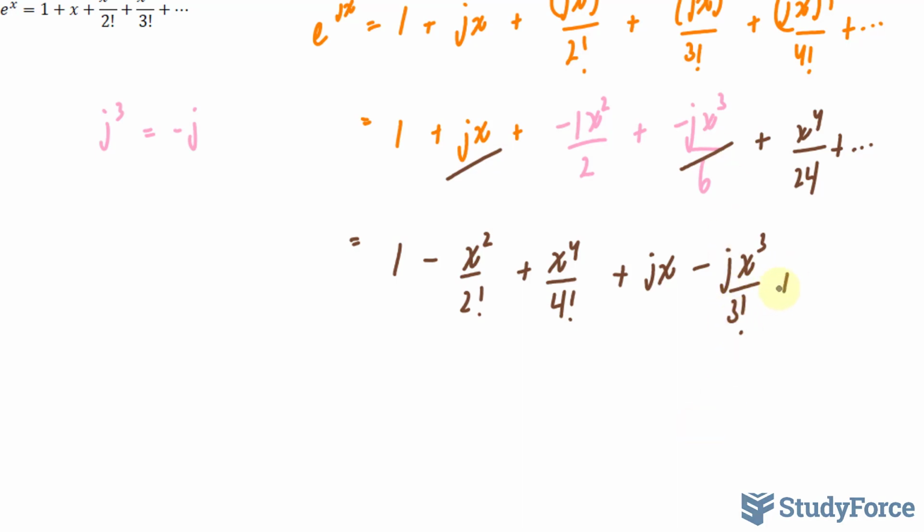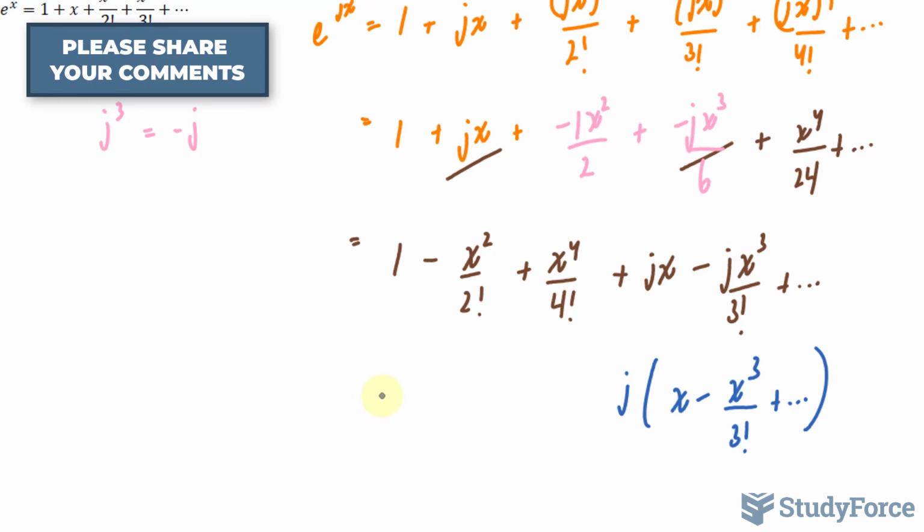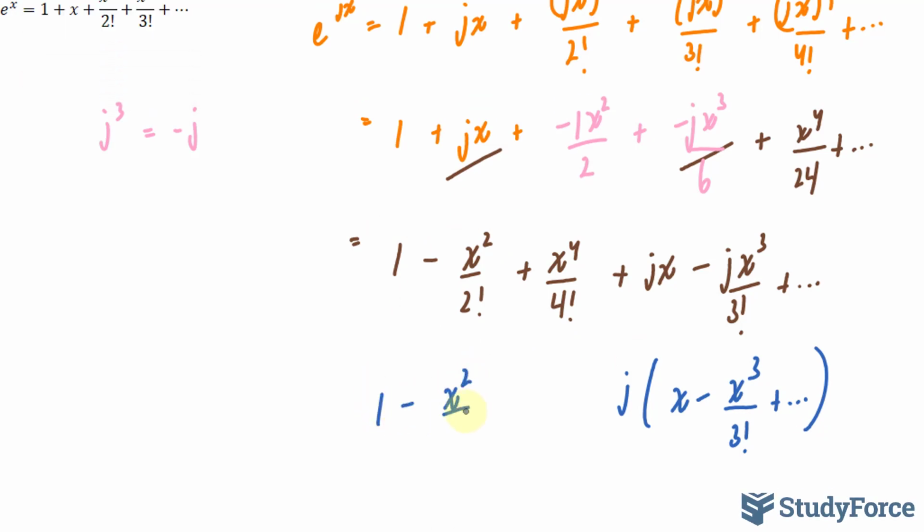Like I mentioned earlier, I will be factoring out a j from these two terms. If I do that, I end up with j bracket x minus x to the power of 3 over 3 factorial. And for these three terms, I have 1 minus x to the power of 2 over 2 factorial plus x to the power of 4 over 4 factorial. And just like these two, this is continuous.